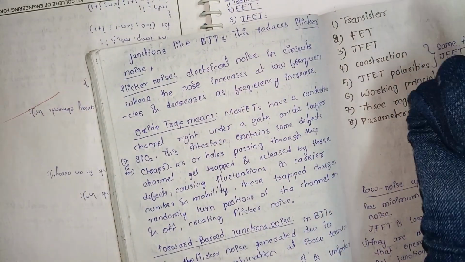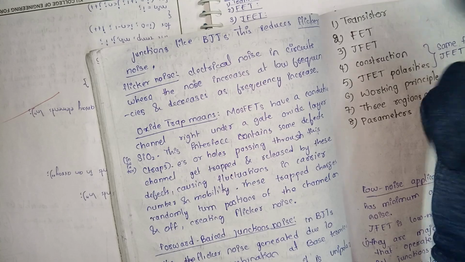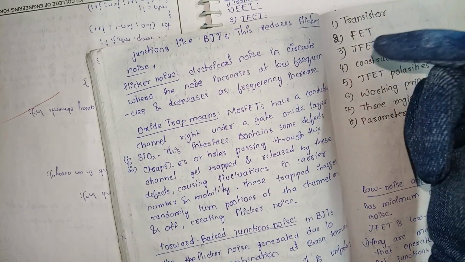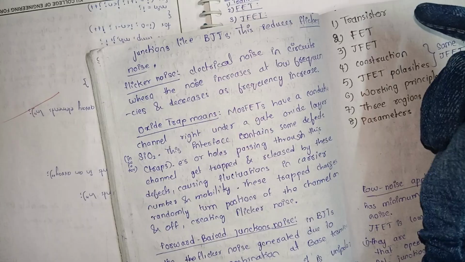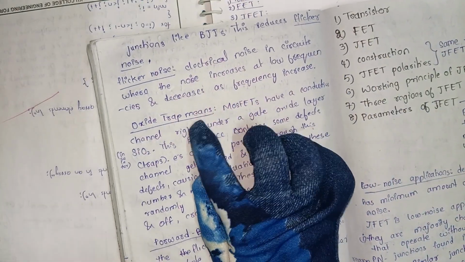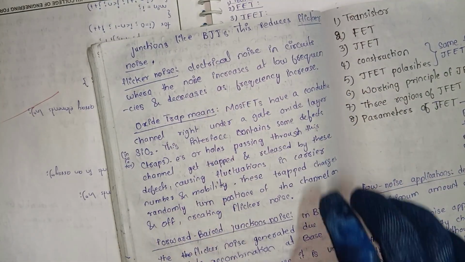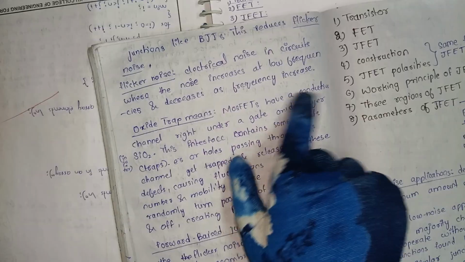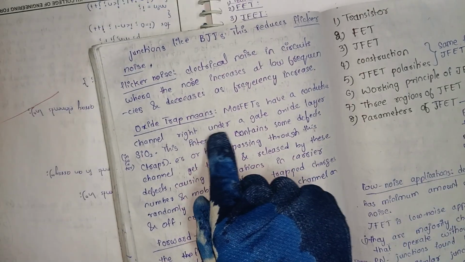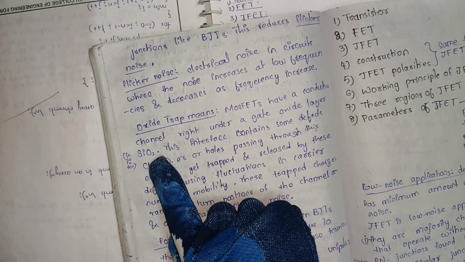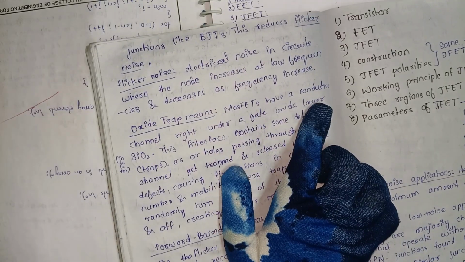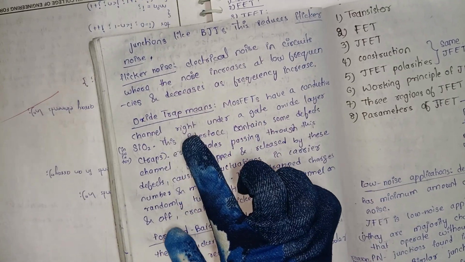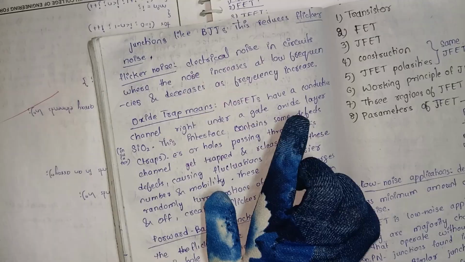Flicker noise means electrical noise in circuits where the noise increases at low frequencies and decreases as frequency increases. So oxide trap means, MOSFETs have a conductive channel right under a gate oxide layer, silicon dioxide.